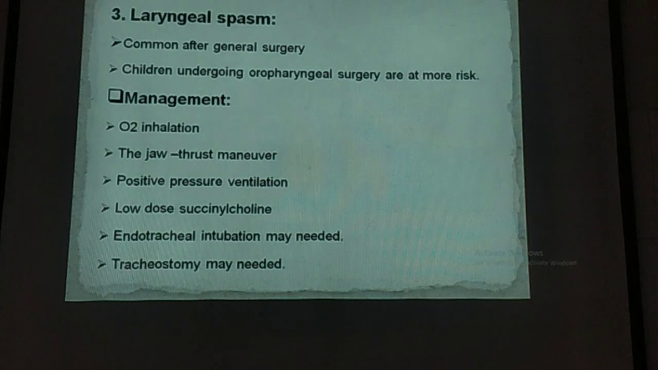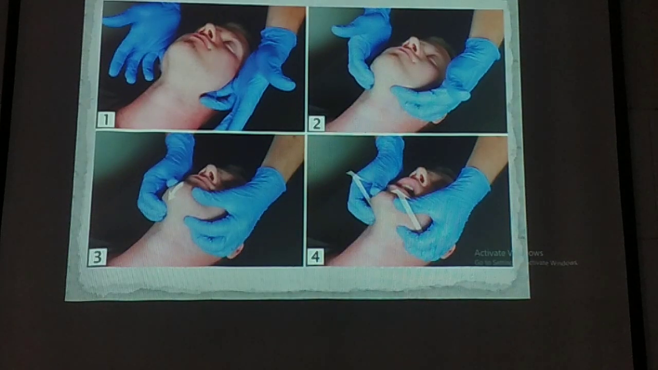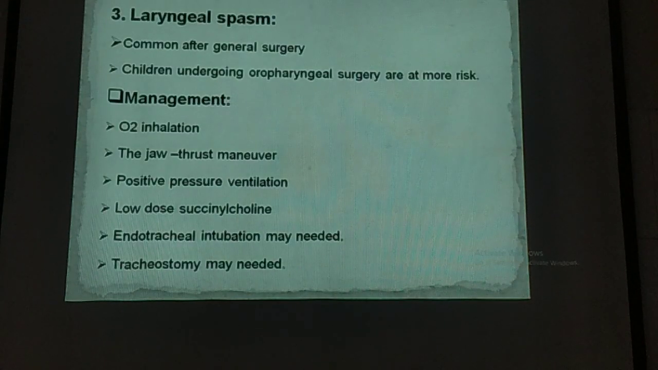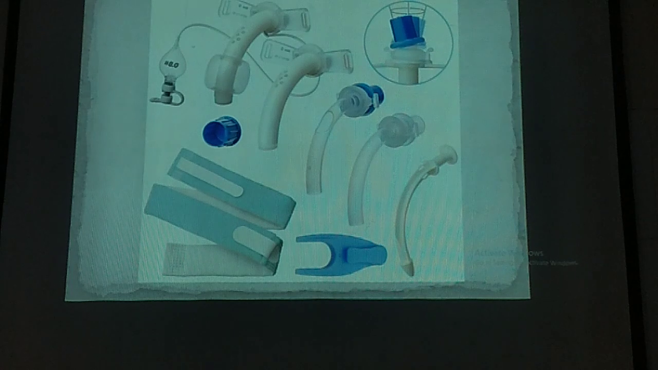Next, laryngeal spasm. This is common in children. Management: oxygen inhalation, jaw thrust maneuver. This is an image of head tilt, chin lift and jaw thrust maneuver. Positive pressure ventilation; low dose succinylcholine may be effective. Endotracheal intubation may be needed. If not possible, tracheostomy may be needed. Here is an image of tracheostomy tube in situ. Tracheostomy tube.